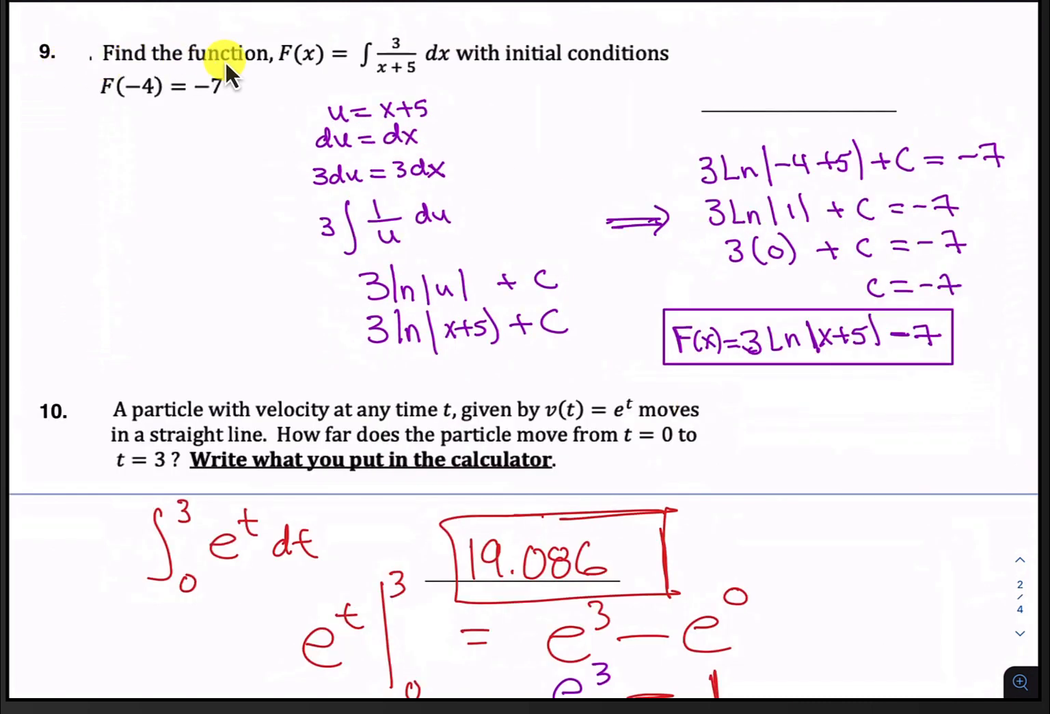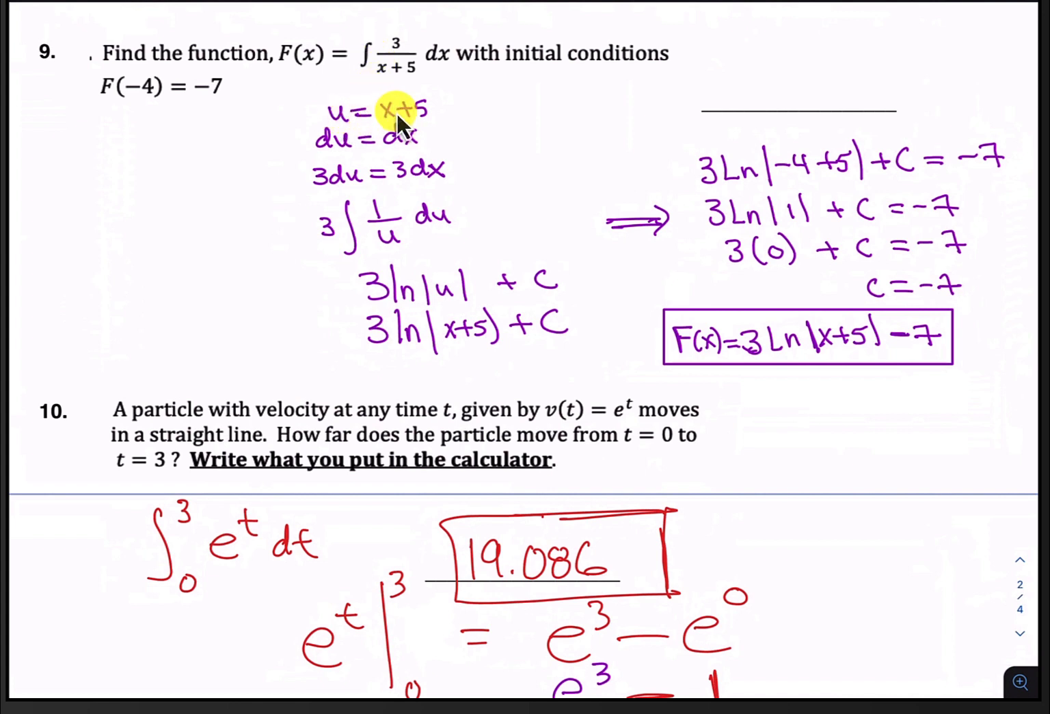Number 9, find the function capital F of x is equal to the integral of 3 over x plus 5 dx, with the initial conditions that capital F of negative 4 is negative 7. All right, so to find this function, we do have to find the integral, which is the antiderivative, and we're going to use u substitution.